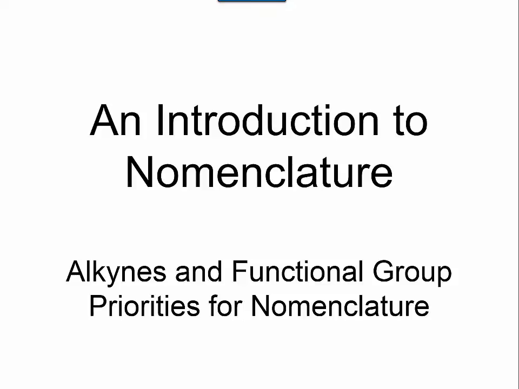Today I'd like to present an introduction to the nomenclature of alkynes, and I'm also going to include a functional group priorities chart as one of the last slides. The priorities are important to know so that you know whether or not to name a particular functional group as a prefix or a suffix if multiple functional groups are present in a molecule. It also helps you determine how to number the compound to give the highest priority functional group the lowest possible number.